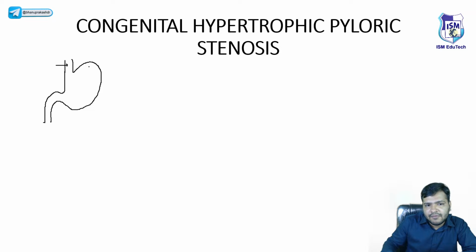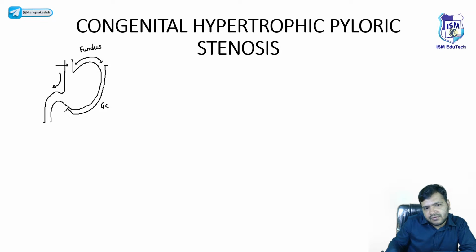The esophagus is coming from above. We have the fundus part of the stomach, right? This part is the greater curvature, guys, right? This is the greater curvature of the stomach. We have the lesser curvature of the stomach, right? And at last we have the pyloric part of the stomach. Okay, this is the pyloric part of the stomach.